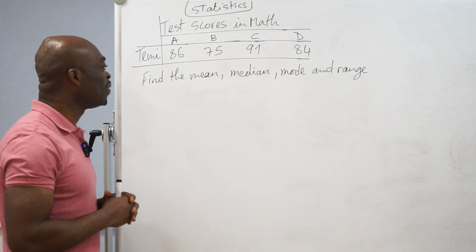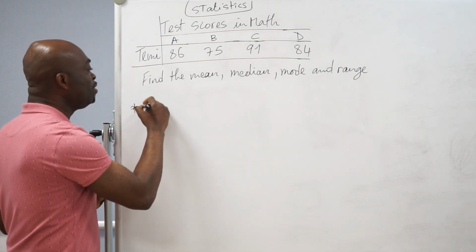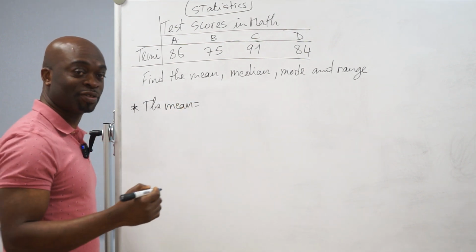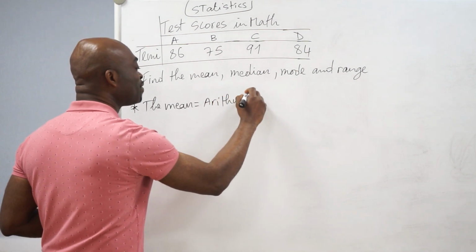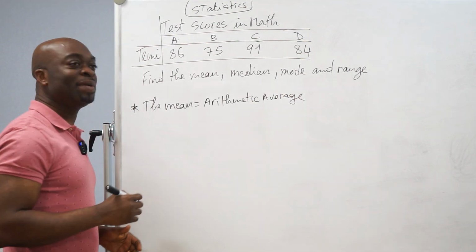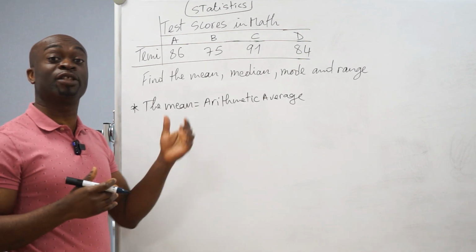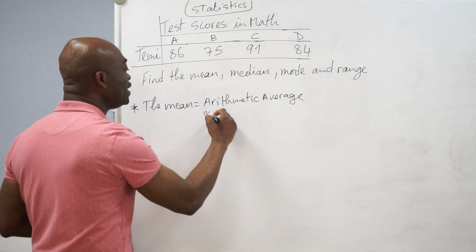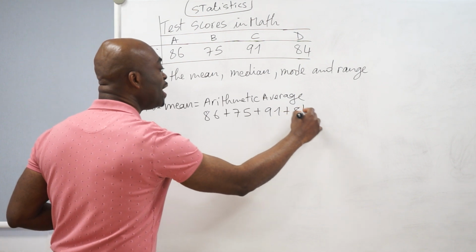All right? So how do we then get the mean? And what is the mean? The mean usually, it's said to be the same thing as the average. So that's the arithmetic average, right? To get to the mean, that's just the sum of all these numbers here divided by the total number of tests that she took. All right? So that means what? That means we're going to have 86 plus 75 plus 91 plus 84.